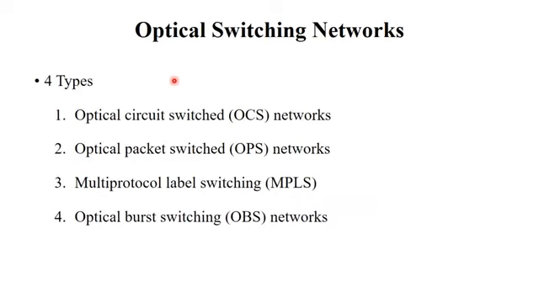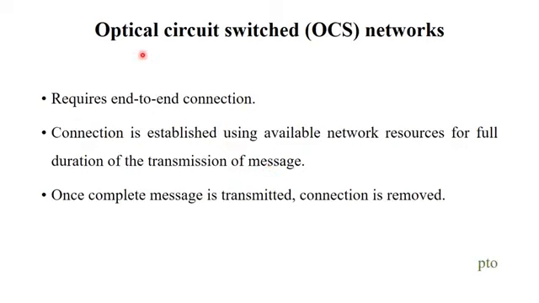There are four different types of switching networks. First one, optical circuit switched networks, optical packet switched networks, multi-protocol label switching, optical burst switching networks. Let us go through one after another. First one, optical circuit switched networks.